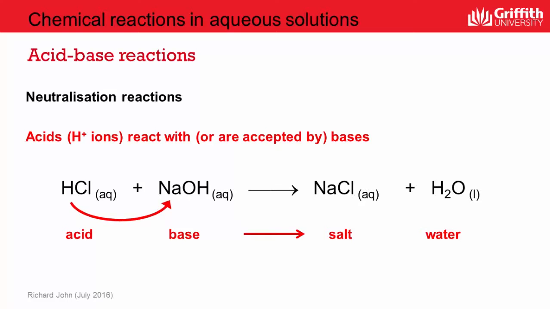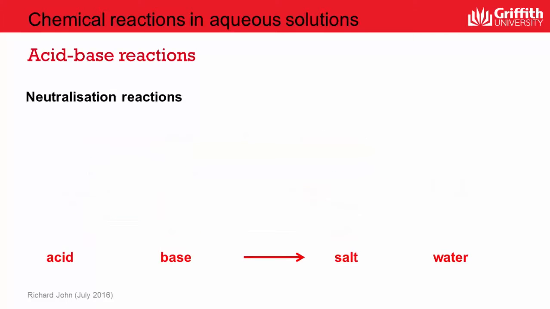The acid-base reactions are a double displacement metathesis reaction. In effect, the hydrogen from the acid is displacing sodium and it's combining with the hydroxide ion to form the water. At the same time, the chloride ion is displacing the hydroxide ion so that the sodium and the chloride ions get together to form the sodium chloride salt solution. So an acid plus a base gives you a salt plus water.